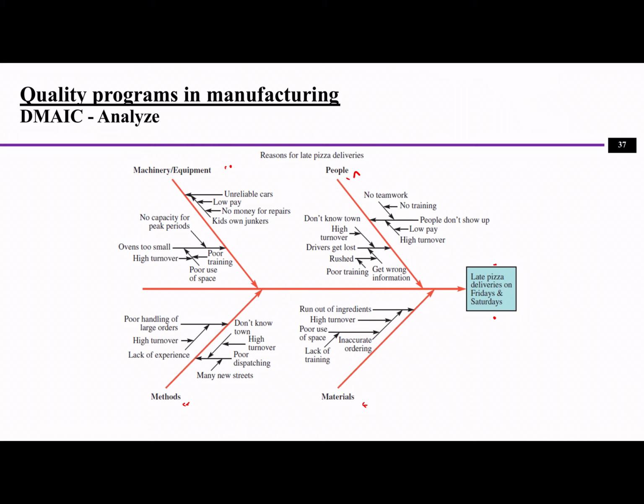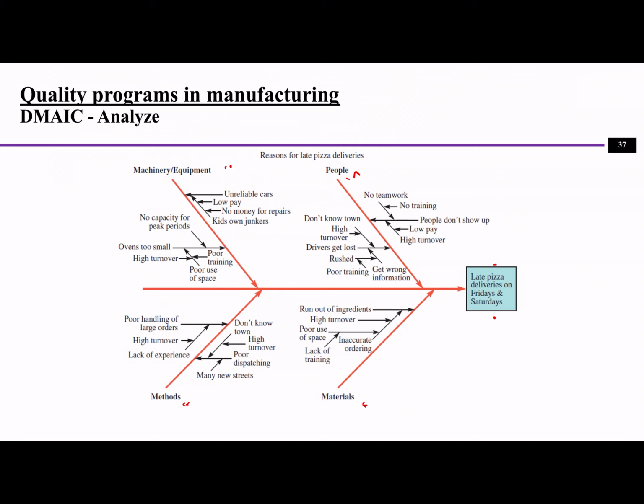For example, maybe there are new streets, right? There are a lot of road constructions, then you have to find a detour. So there are all of these different reasons. Same with materials. Then you want to look at the late pizza delivery: is it because we ran out of ingredients, and then we have to wait for the ingredients to arrive and then make it? So that might be the reason, or there can be some other reasons around materials.